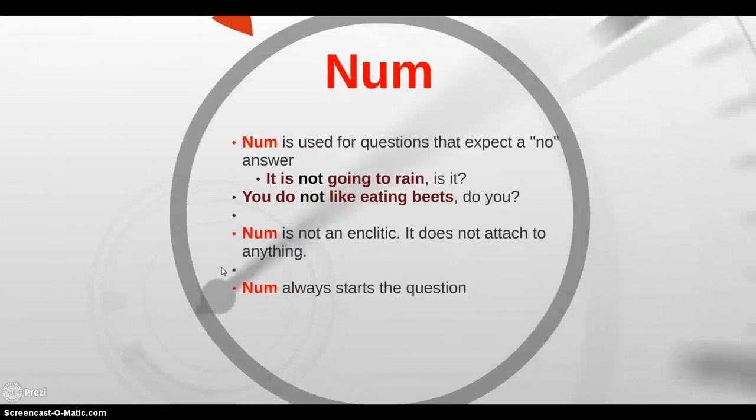The last type of Latin question is num. Num expects a no answer. It is not going to rain, is it? You do not like eating beets, do you? Num is not an enclitic. It is not attached to anything. Num always starts the question.